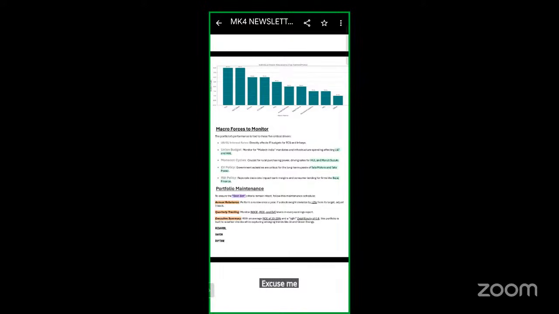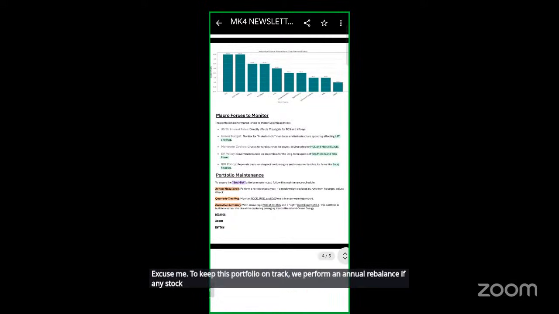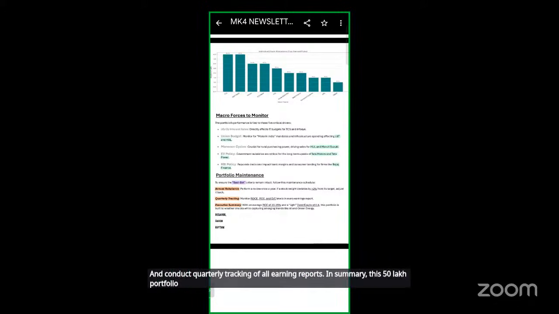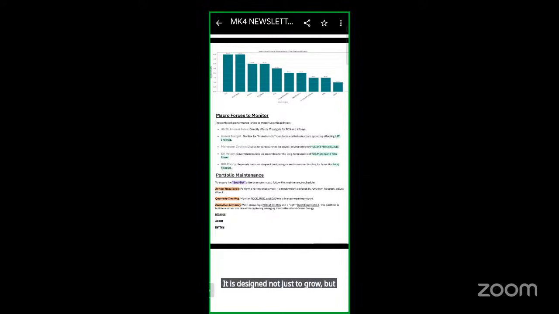To keep this portfolio on track, we perform an annual rebalance if any stock weight deviates more than 2%, and conduct quarterly tracking of all earning reports. In summary, this 50 lakh portfolio is a blend of efficiency, low debt, and strategic growth. It is designed not just to grow, but to endure. Thank you for your undivided attention.